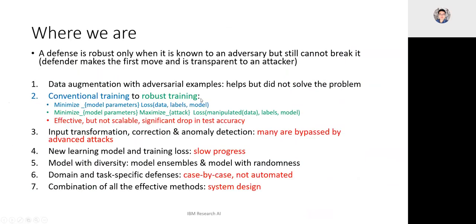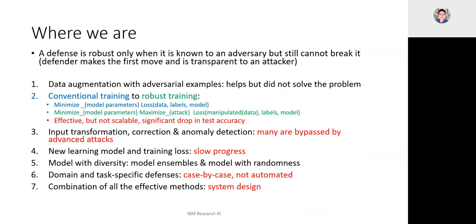So where are we in terms of adversarial defense? First, the way we evaluate defense is that we allow the defender to move first. That means a defense is robust only when it is known to an adversary but still cannot be broken. So the defender has to make the first move to make your model robust, and the attacker makes the latter move, where it sees how the defender is doing and tries to see if there's a way to bypass the defense mechanisms that you apply on your model.